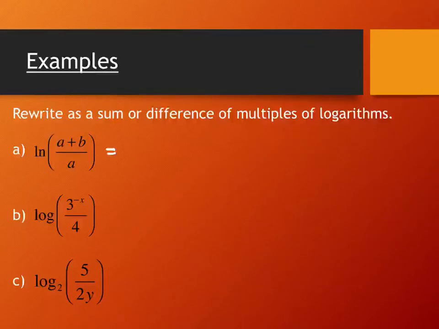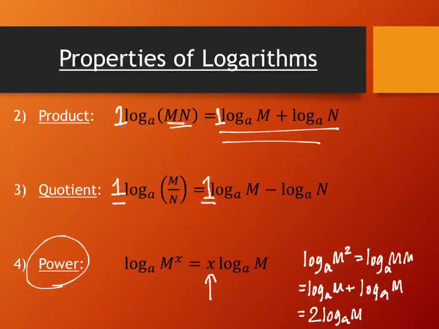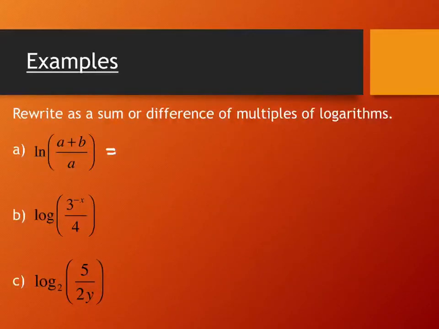But the part that you can change is the fact that there's division, right? What will division turn into using properties of logs? Subtraction, exactly. So on this one, I'm going to have the natural log of what's on top, still a plus b. Cannot separate those guys. The addition cannot be separated. But the division will become subtraction of an additional, in this case, natural log, and that value in the denominator is an a.